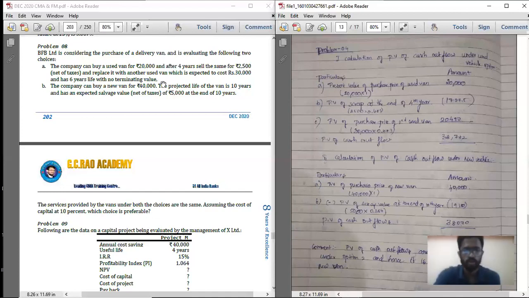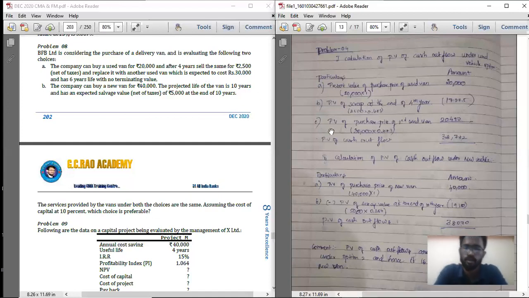You are going to replace the machine at the end of 4th year when you are reselling the first machine. So the first used van you are selling at the end of 4th year, and replacing it at the end of 4th year itself with another used van that costs 30,000. So at the end of 4th year, again you are spending 30,000 rupees for the second used van. So at the end of 4th year, the value is 30,000.